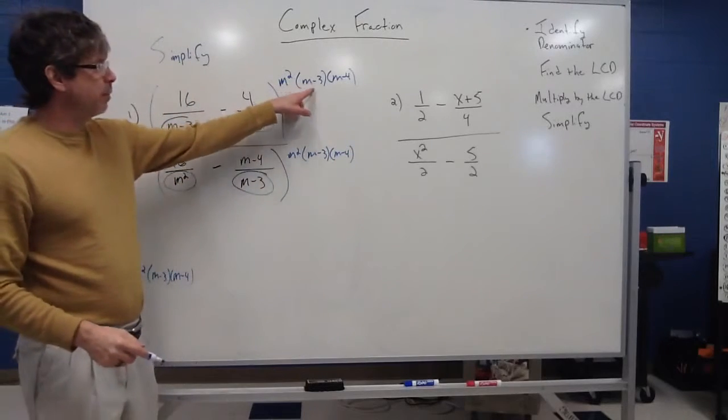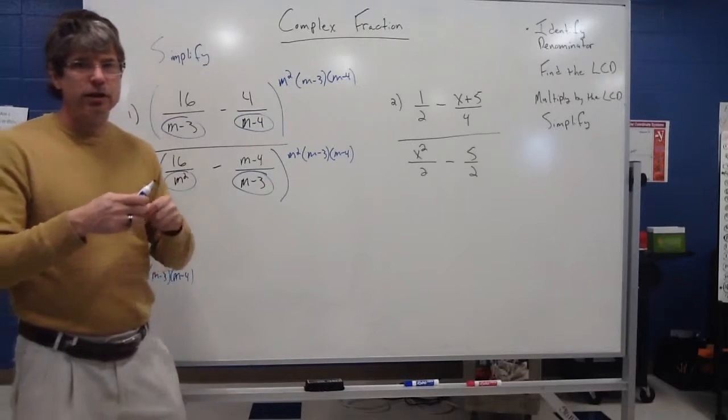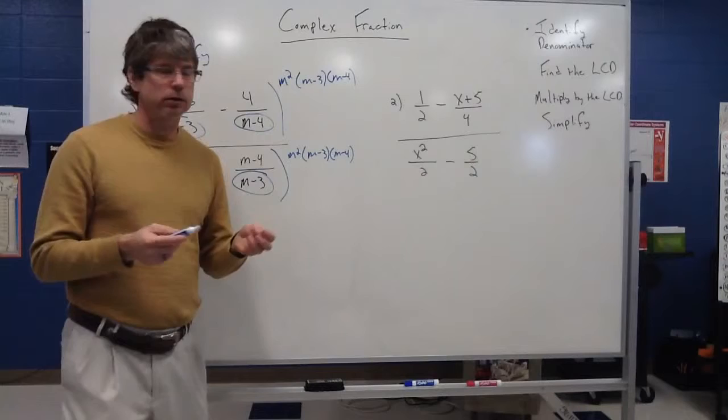Because remember, when you multiply the top and bottom by the same thing, that's essentially multiplying by 1. So we're not changing its value. It's still going to represent the same thing. It's just going to look a little different.